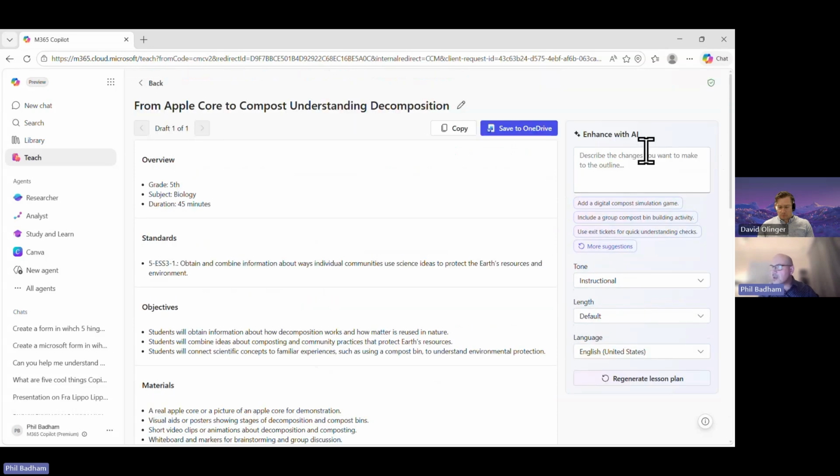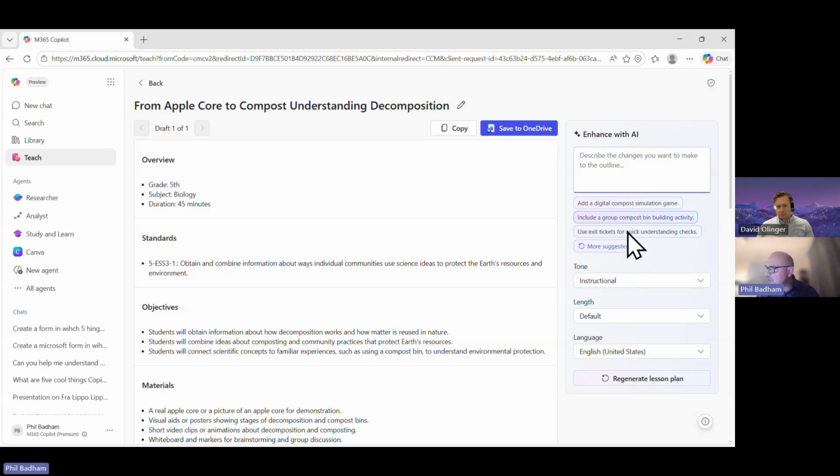What I can also do is enhance it using Copilot. So I can say, look, the objectives need to be shorter and need to be more student friendly, and it will make that adjustment for me. It will also suggest some ways in which I can get more interactivity or more collaboration or more group work into the outline.